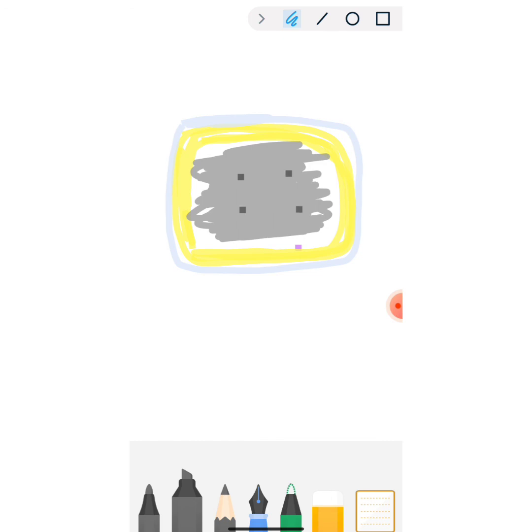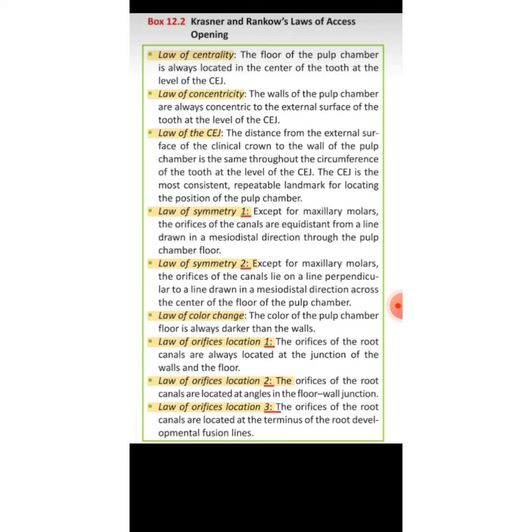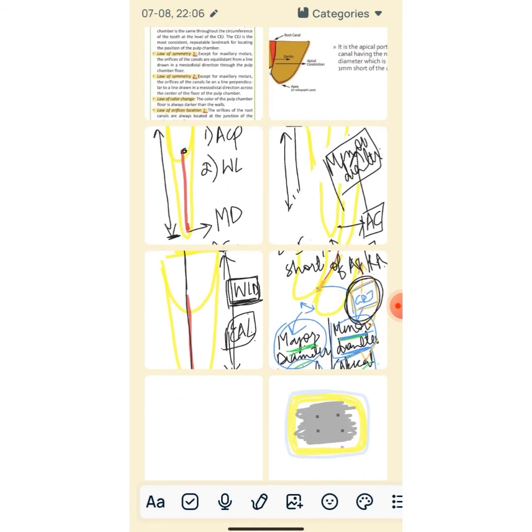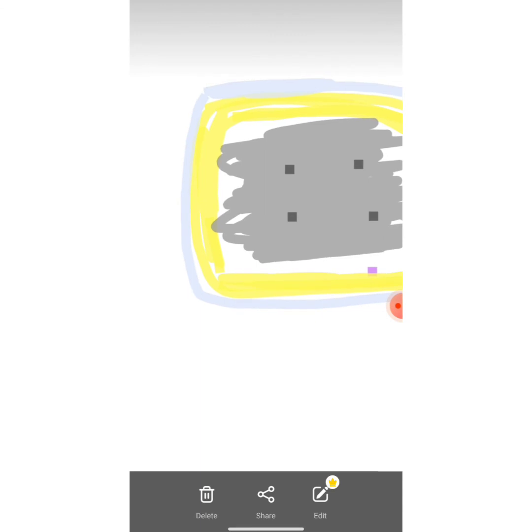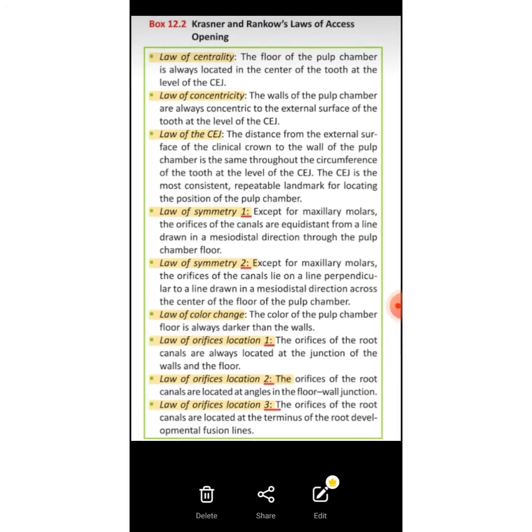So law of color change states that the color of the pulp chamber floor is always darker than the walls. This is the floor of the pulp chamber. It is darker than the walls. The pulp chamber floor, which is usually of a grayish hue, will be darker than the walls. Then the Law of Orifice Location.